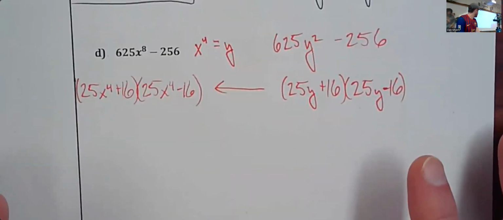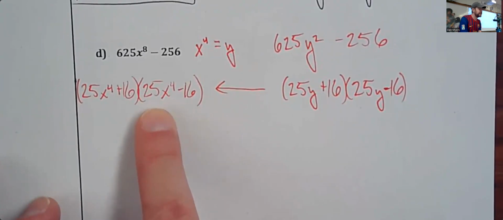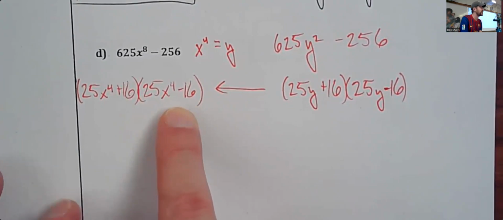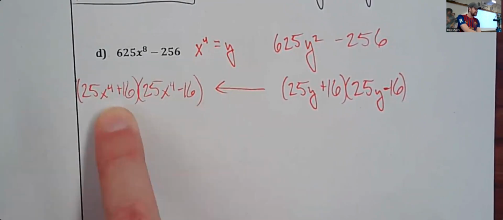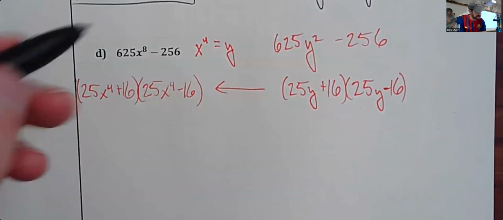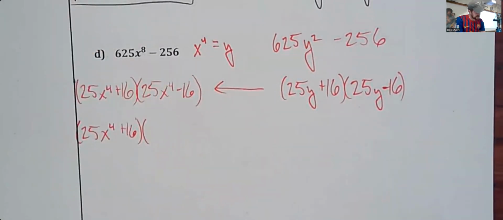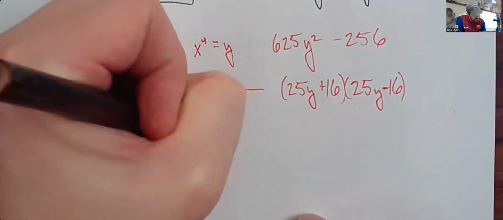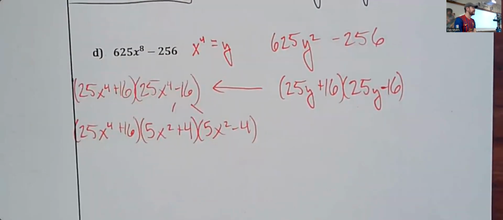What do you notice about 25x to the 4th minus 16? Is 25 a perfect square? Is x to the 4th a perfect square? Is 16 a perfect square? Is it subtraction? Yeah, that's another difference of squares. So the 25x to the 4th plus 16 we can't factor because it's the sum of squares, which isn't a thing in terms of factoring. So we're just going to say 25x to the 4th plus 16. But over here, we're going to be able to say 5x squared plus 4, and then 5x squared minus 4, because this is also a difference of squares.